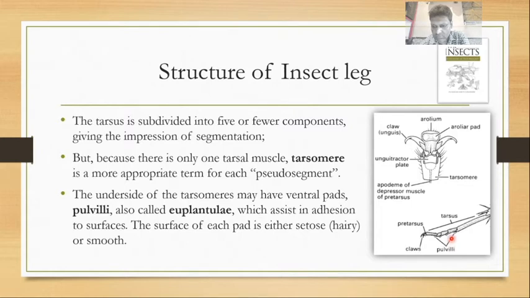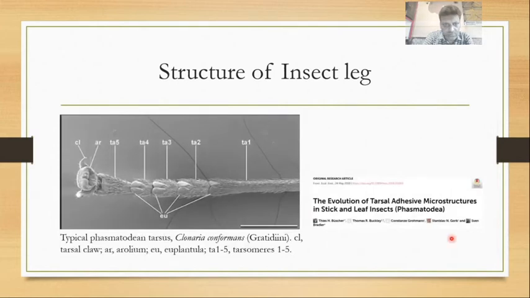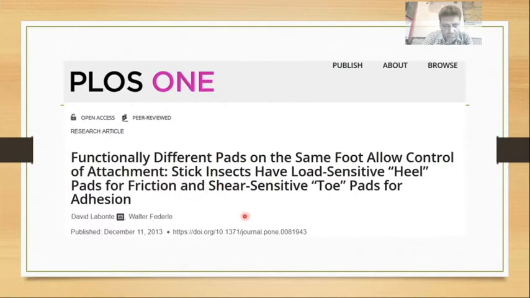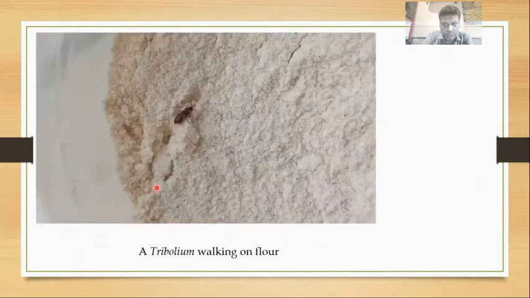The surface of each pad can either be setose or hairy like in flies, or it can be smooth like in beetles. If we look at an electron micrograph of the tarsomeres, then we can see pairs of euplantulae under each tarsomere. We can also see the arolia and the claws here. Some scientists have shown that functionally different pads can be present in the same foot in some insects for friction and for adhesion. Now I want you to look at this video.